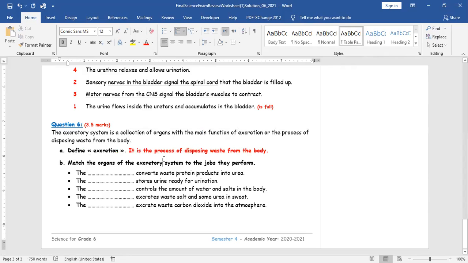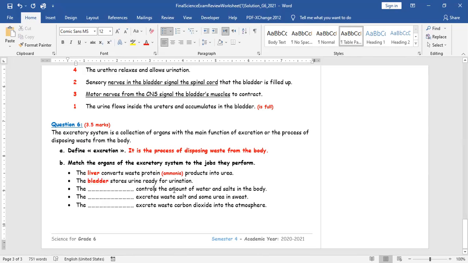What are the excretory organs? Let's see. What converts waste protein, which is the ammonia? The ammonia is a toxic substance that comes after digestion of proteins in the body. What transforms ammonia into urea? It's the liver. Stores urine ready for urination. Urine accumulates in the bladder. It's where the urine is stored.